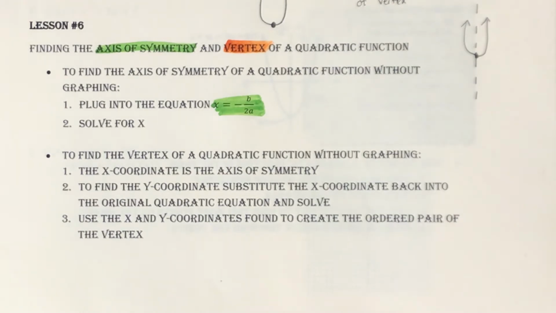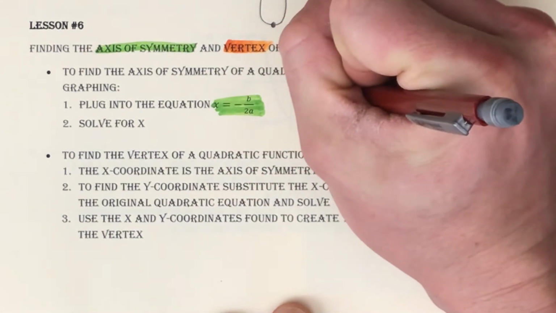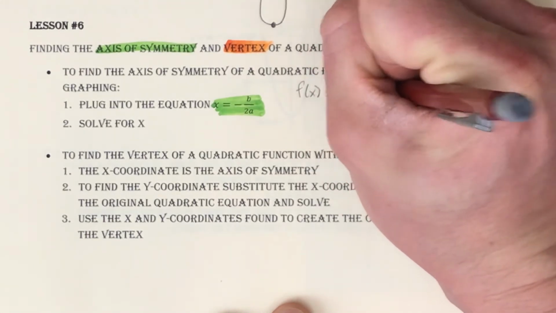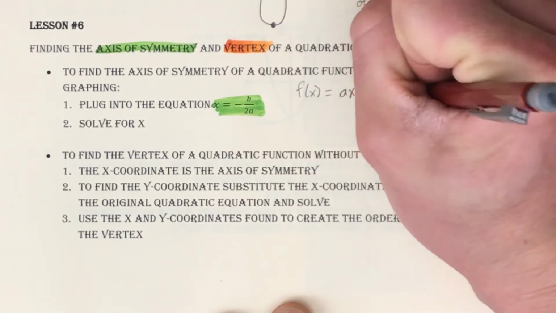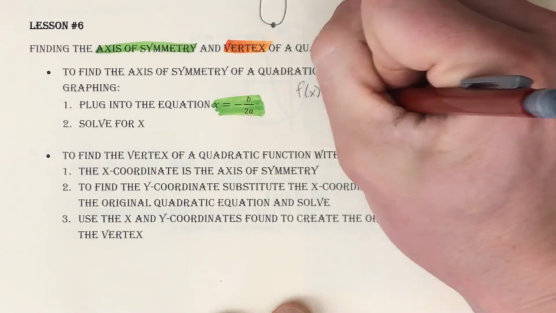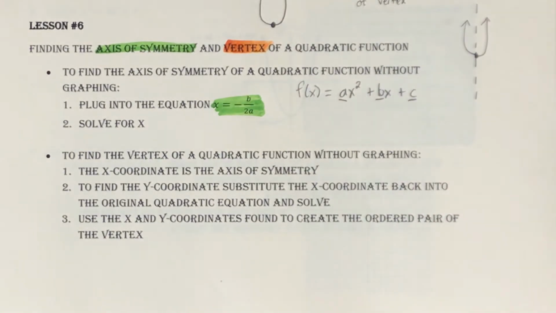Now, you may be saying, we haven't really dealt with b's. Where do we get b's from? Well, when we're doing this, we're talking about functions that are in this very specific form: f of x equals ax squared plus bx plus c. Again, as we've talked about, a, b, and c are just fillers. There will be numbers in those spots, and there could be negatives involved as well.